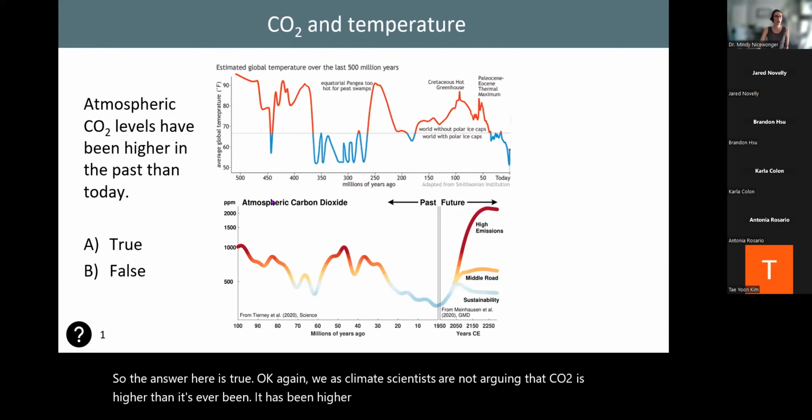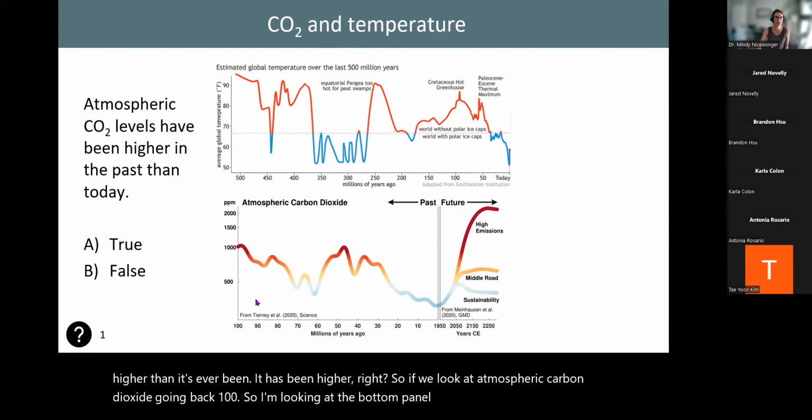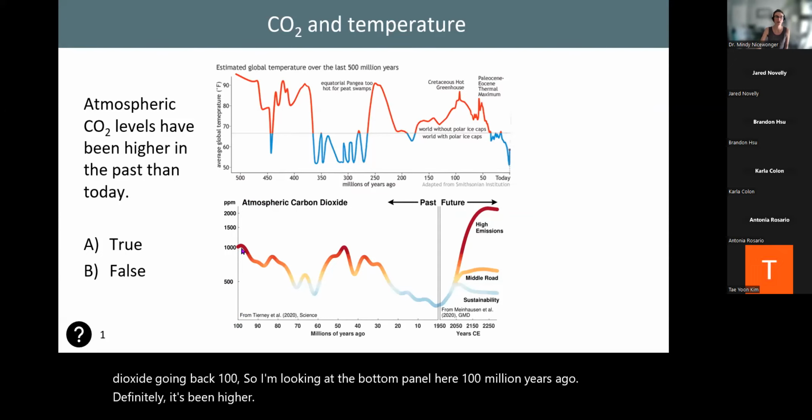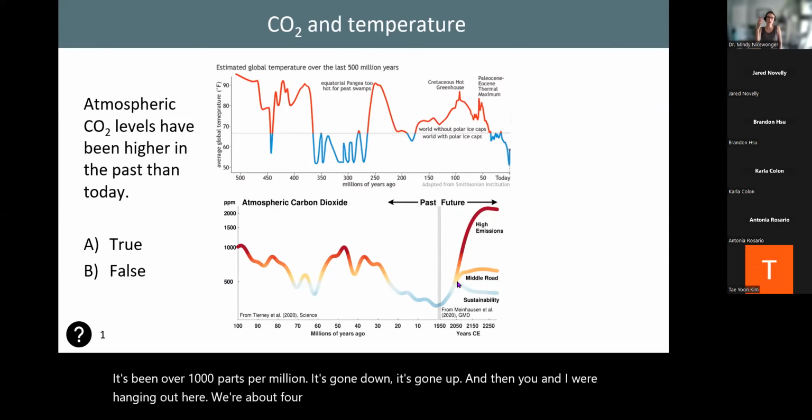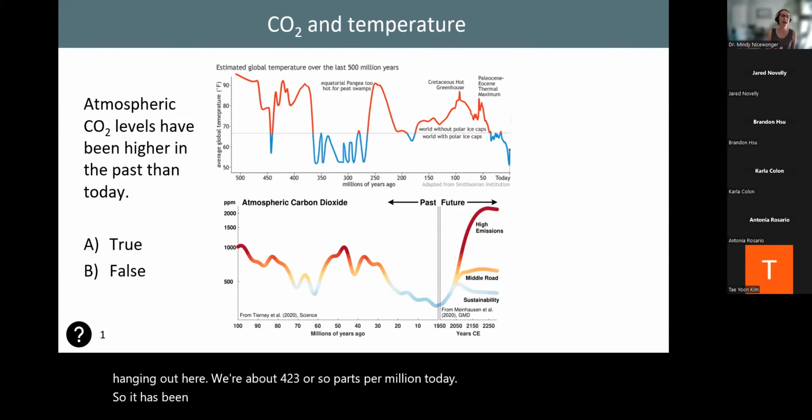If we look at atmospheric carbon dioxide going back 100 million years, I'm looking at the bottom panel here, definitely it's been higher. It's been over 1,000 parts per million. It's gone down, it's gone up. And then you and I, we're hanging out here, at about 423 or so parts per million today. So CO2 has been higher in the past, but the climate was much different back then.